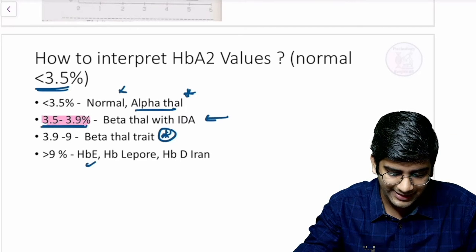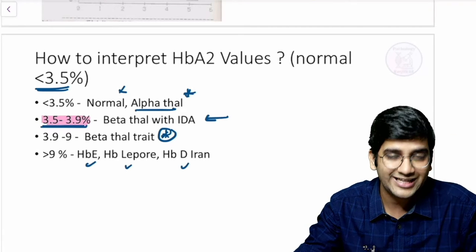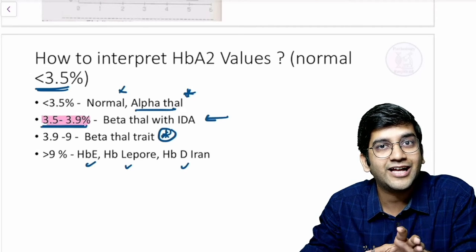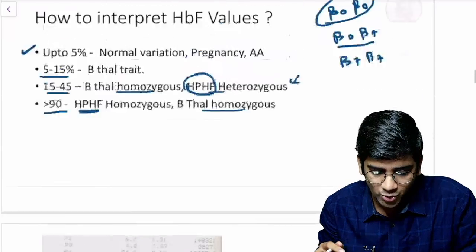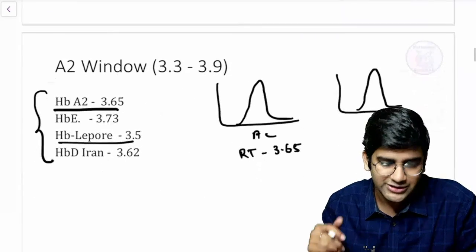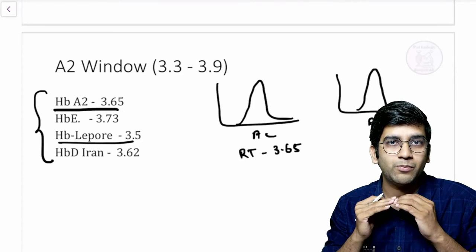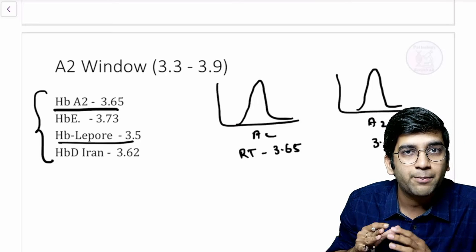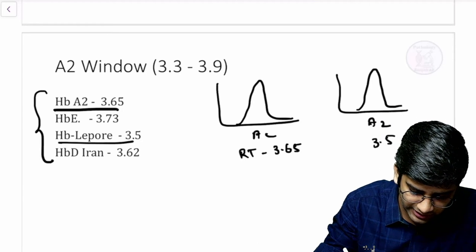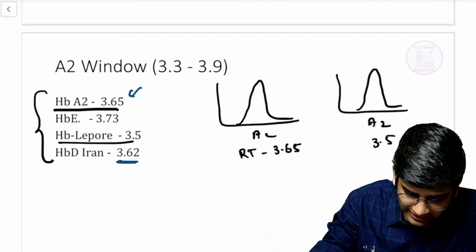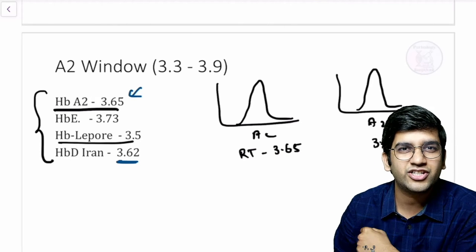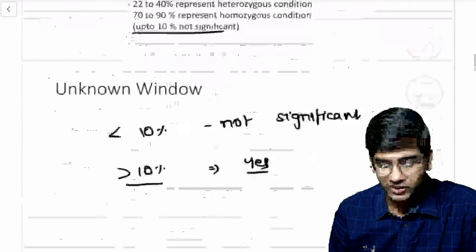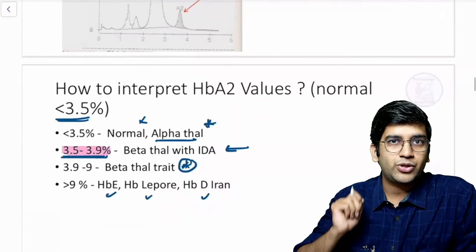In the A2 window, Lepore was there, right? HbE was there, and HbD and HbE run was there, right? So if it's more than 9% of HbA2, it is not A2. It is other guys in the window. So how do I differentiate these guys? You go back to your retention time. A2 cannot be more than 9, even in thalassemia trait. If it's more than 9, like 30-40%, it's other guys masquerading as A2 in the A2 window. So I look for the retention time and I'll know what it is. Actually, HbE and HbA2 retention time is very close. You cannot differentiate that ideally, right? 3.62 and 3.65, difficult. But Lepore and HbE, yes, definitely you can differentiate based on retention time. That's what you're going to think of whenever you have an A2 value.